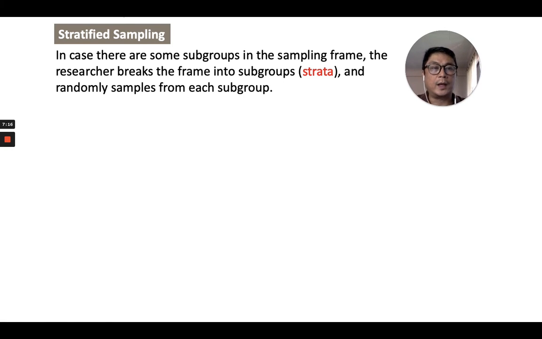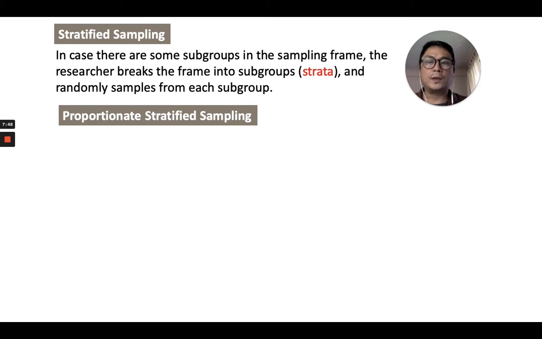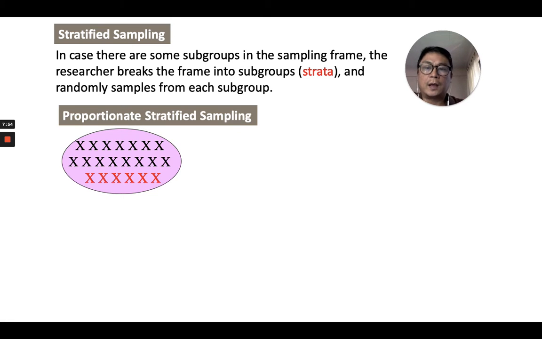Sometimes we have a research problem wherein we're also interested in subgroups within our sample or population. We're interested in finding out differences in their answers, or we want to compare their answers. Okay? So in those cases, we want to make sure that we have a sample that also reflects the subgroups that we are interested in. Okay? So in case there are subgroups in the sample, then we can use stratified sampling, where we call the subgroups strata.